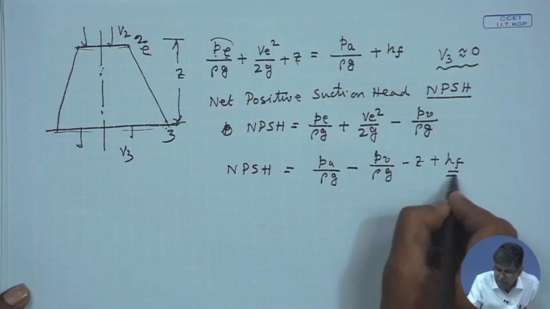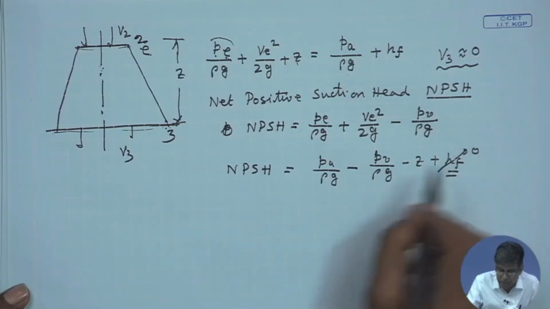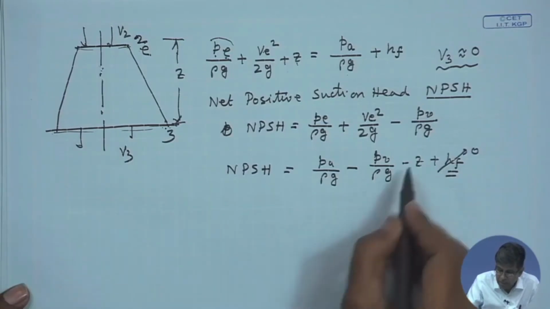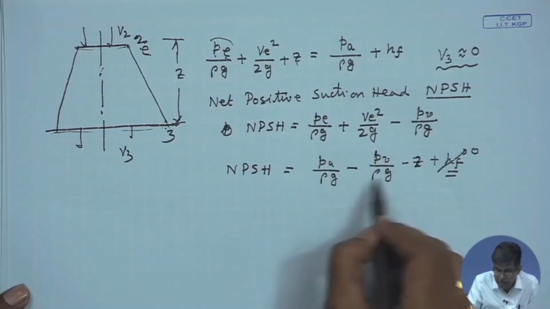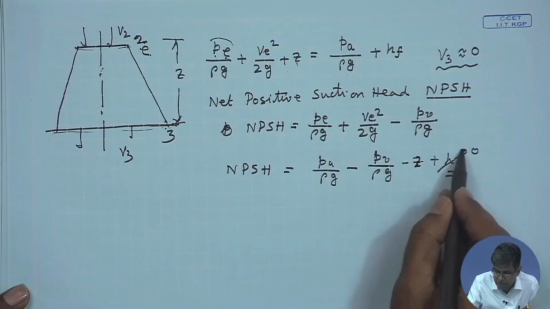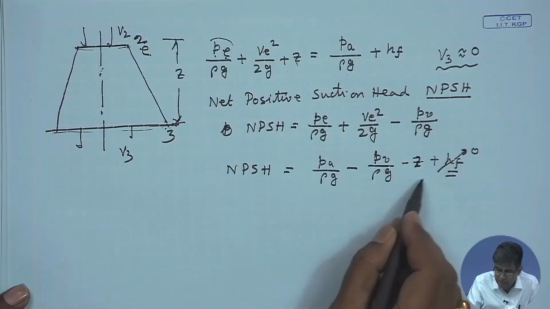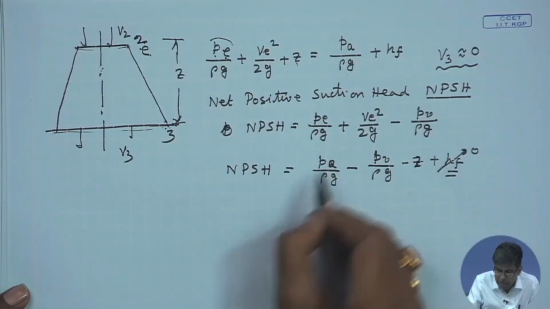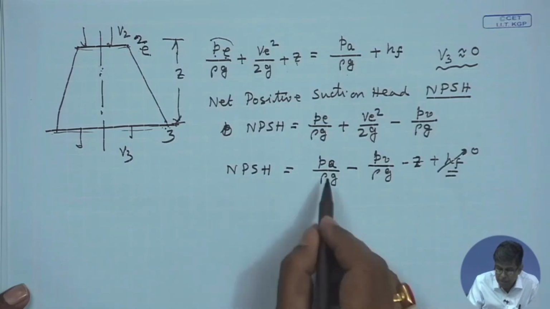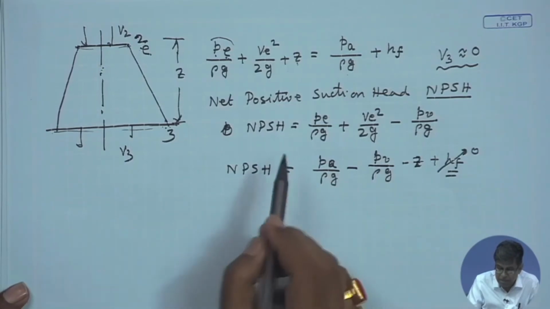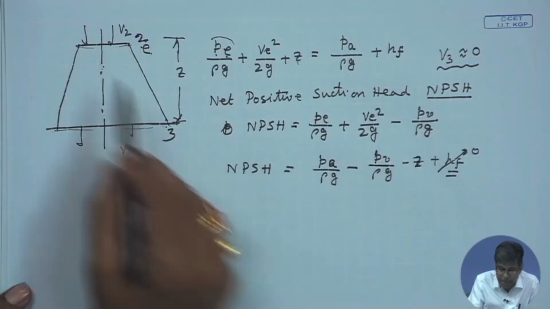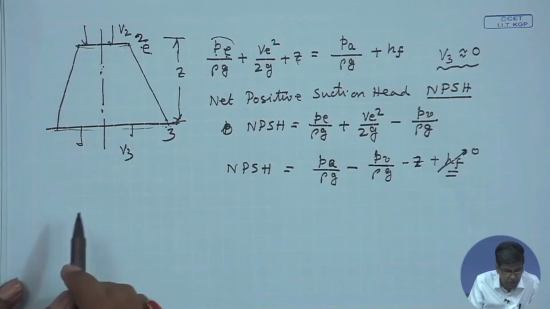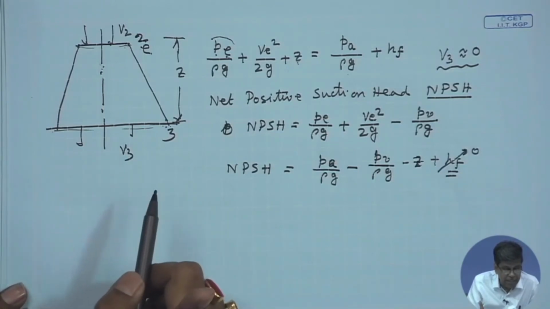Now, if we discard the frictional loss in the draft tube, and compare with the value of Z, the atmospheric pressure head and the pressure head corresponding to the vapor pressure, if this is small and we neglect it, then this is the expression for NPSH, net positive suction head. That means, this is defined as the available suction head over the vapor pressure head at the entry of the draft tube.